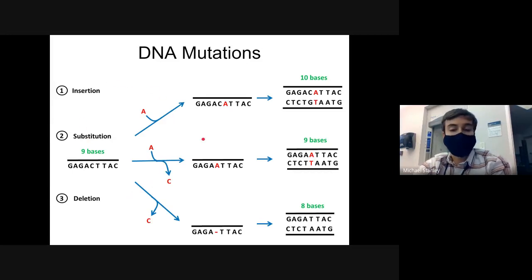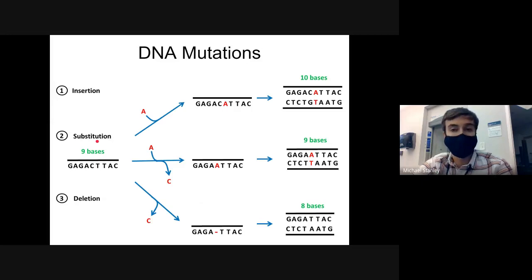So I really like this picture because it shows exactly what I was just talking about. So imagine you have this set of 9 bases down here. It's kind of like our starting point. In an insertion mutation, you get an extra base added. So before, our middle section was ACT, and now there's ACAT. And so now when we make our new DNA, there's going to be a new base. So we have 10 bases instead of the 9 that we started out with.